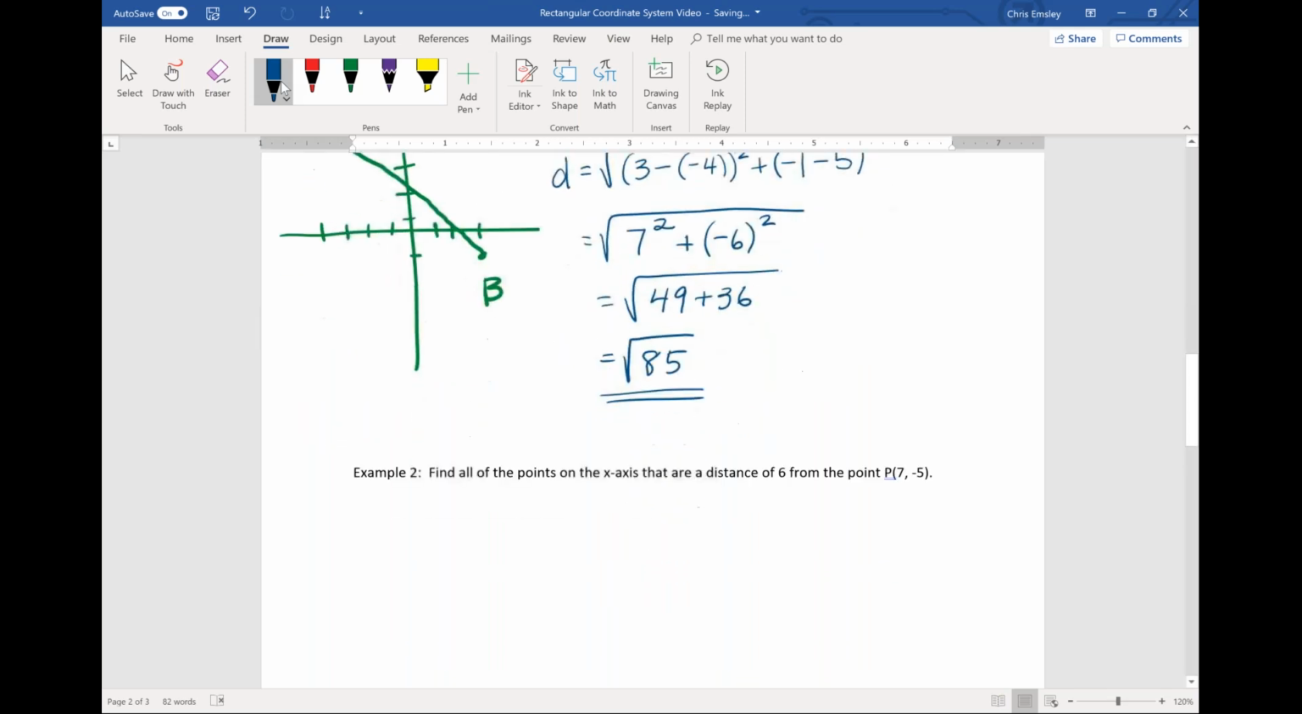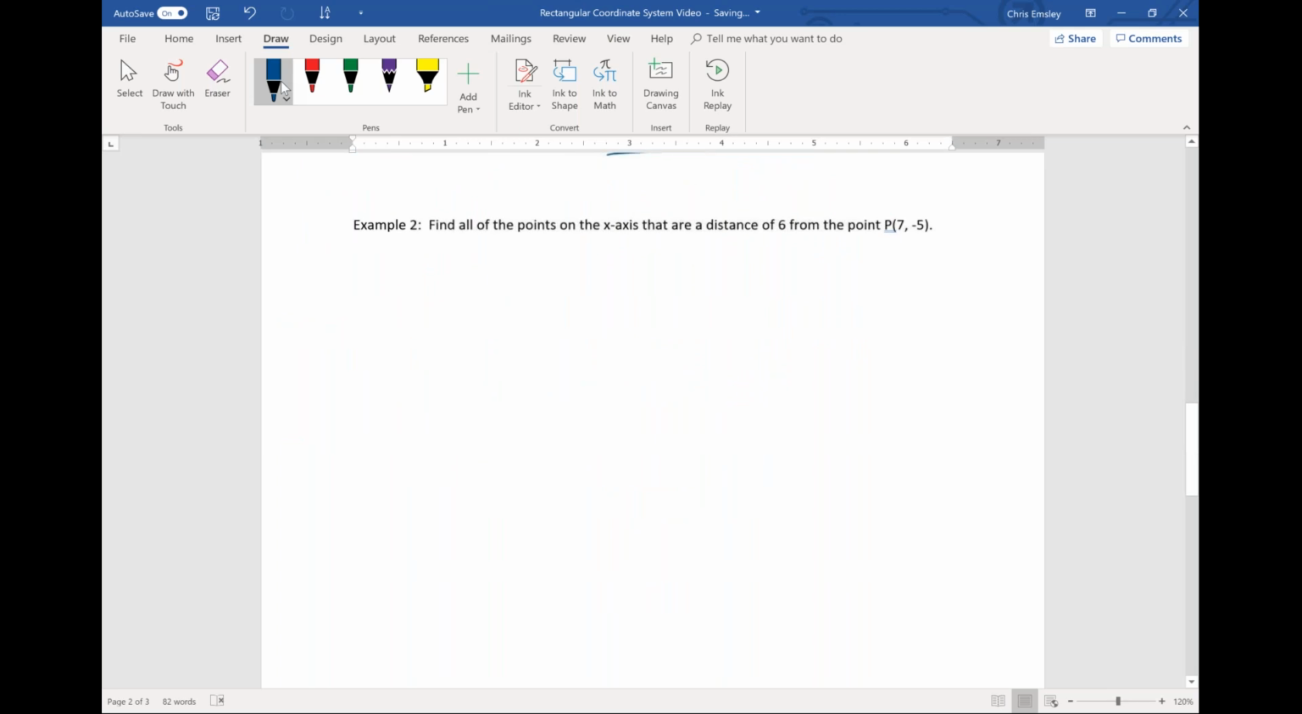Another type of problem we would see with the distance formula is one that looks like this. This example says find all the points on the x-axis that are a distance of 6 from the point (7, -5). Okay, so let's take a look at what this question is asking us to do.